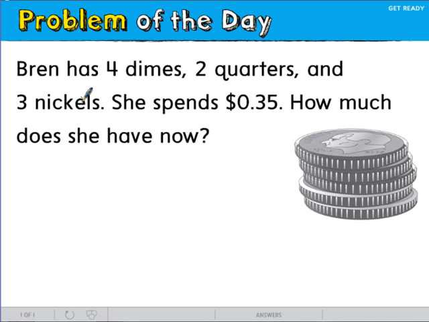So when we get started, a little warm up. Bren has 4 dimes, 2 quarters, and 3 nickels. She spends 35 cents. How much does she have now? So the first thing that you guys are going to solve on your whiteboards is what? How much money she has, and then subtract it. And then subtracts how much she spent. Very good.